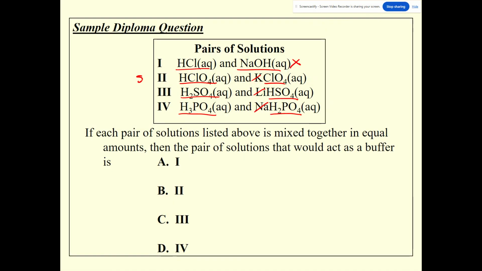Well, 2 is a strong acid and 3 is a strong acid. So it can't be those. It has to be a weak acid with its conjugate base. So the only weak acid in that list is H3PO4, and that is the H2PO4 ion bonded with sodium to make a salt out of it. So that is my weak acid with its conjugate weak base. So the answer is D.